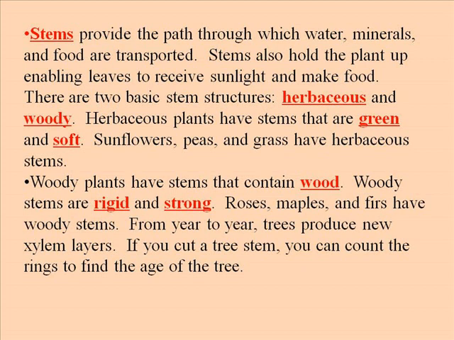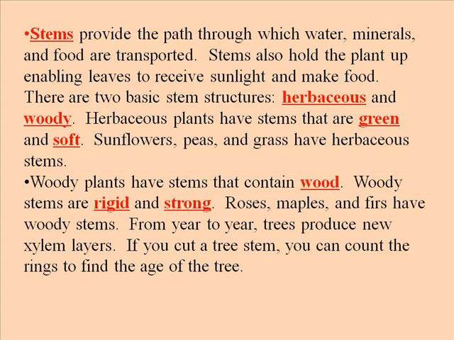The other type of stem is called a woody stem, and they're called this because they are made of wood. And these stems are going to be rigid and strong, and your trees are going to have woody stems, and also some of your bushes like rose bushes. So if you've ever been near a rose bush and tried to pick a rose, it can be a little difficult, and that's because the stem has wood in it, so it makes it a little bit stronger and harder for you to pull the rose off.